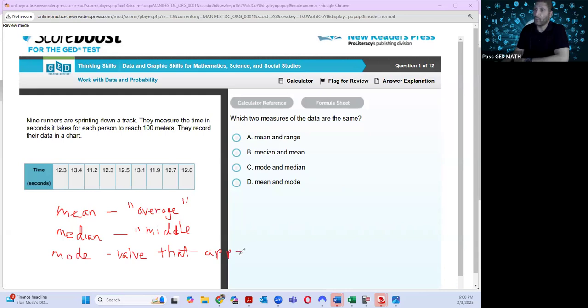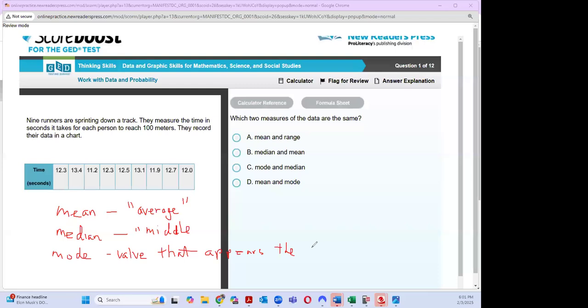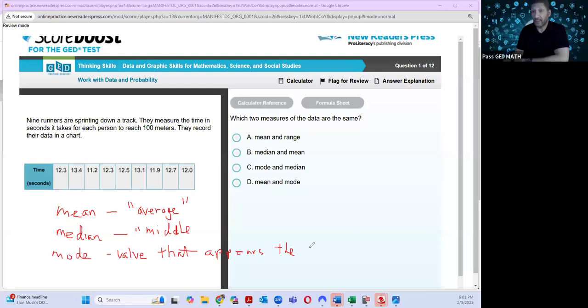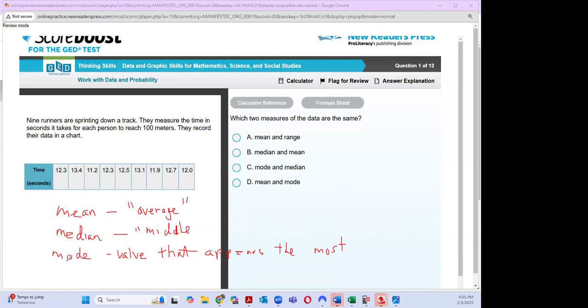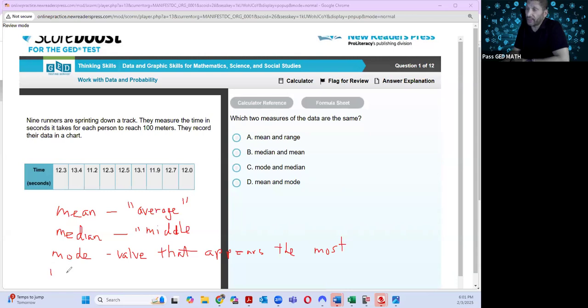Now you can have more than one mode. Say, for example, you have two numbers that appear twice. Then both those numbers could be the mode. If all the numbers only appear once, then you have no mode. Oh, I didn't know that. Thank you. So it's mean, median, mode, and what is range?